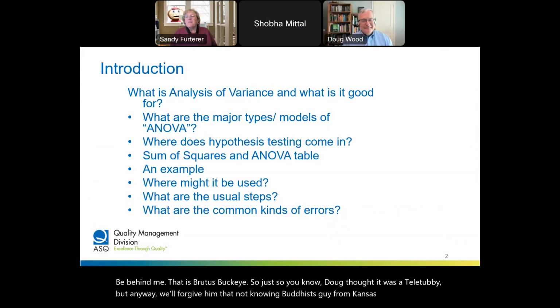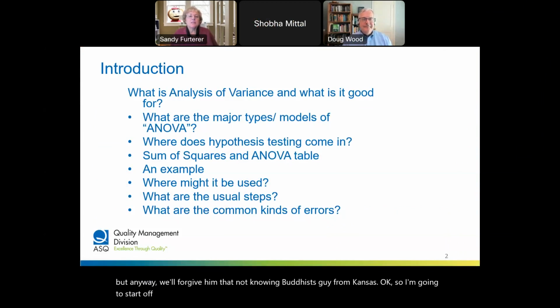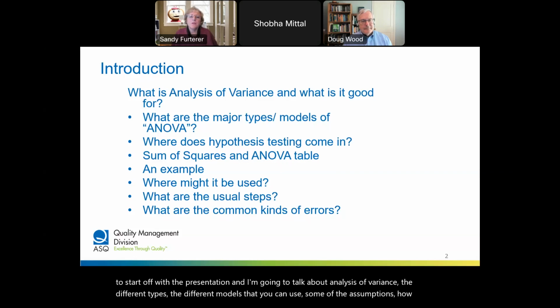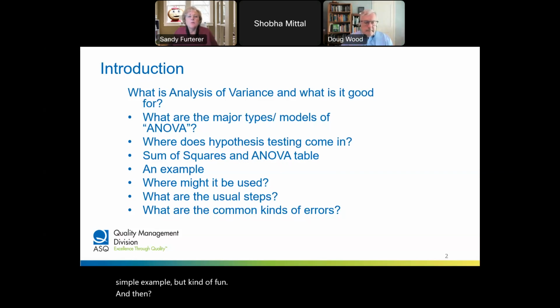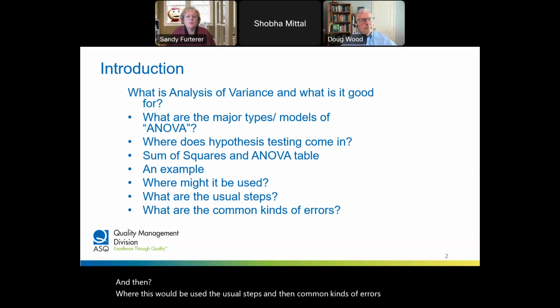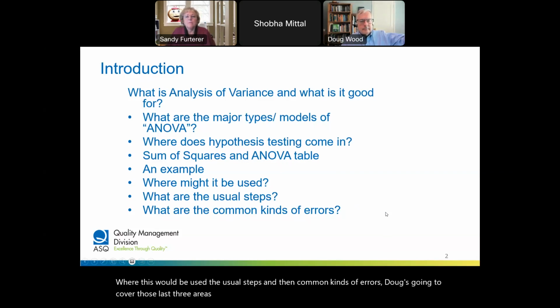Okay, so I'm going to start off with the presentation, and I'm going to talk about analysis of variance, the different types, the different models that you can use, some of the assumptions, how it compares to hypothesis testing, where that comes in. And then I'm going to go through an example of an analysis of variance. I think that is the best way to learn, to really understand, kind of a simple example, but kind of fun. And then where this would be used, the usual steps, and then common kinds of errors. Doug's going to cover those last three areas after the example.